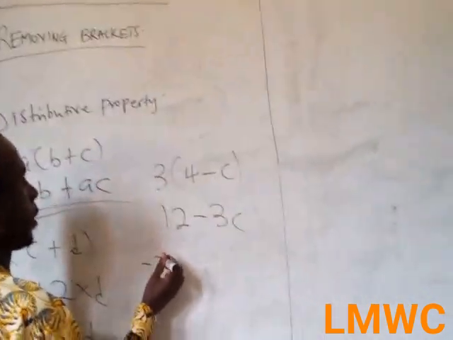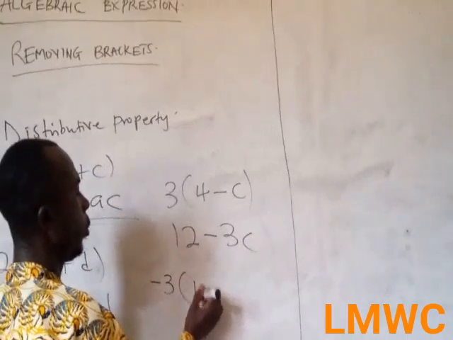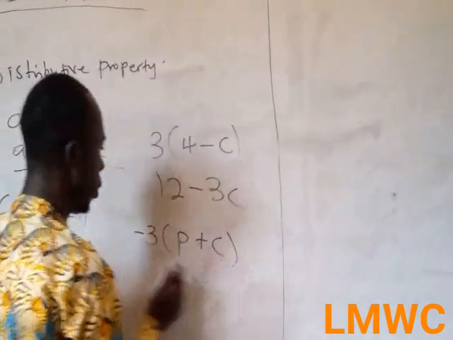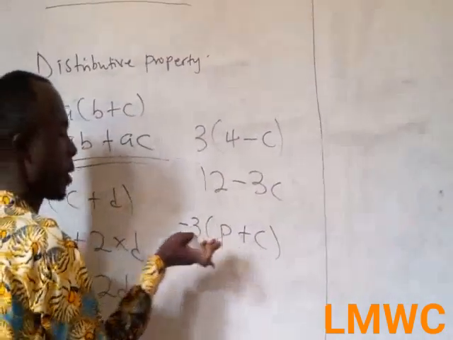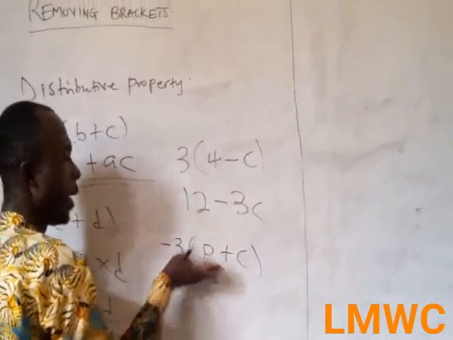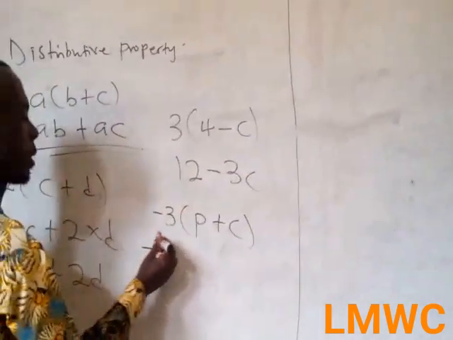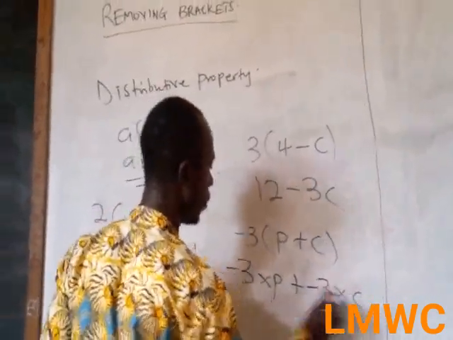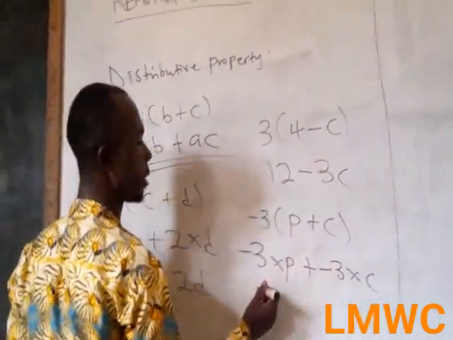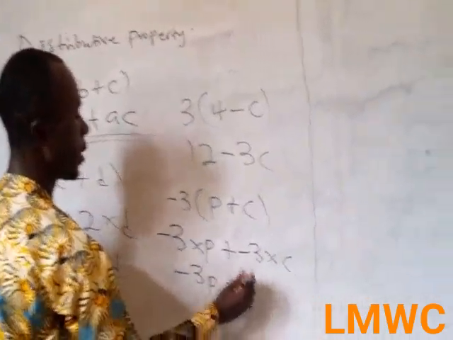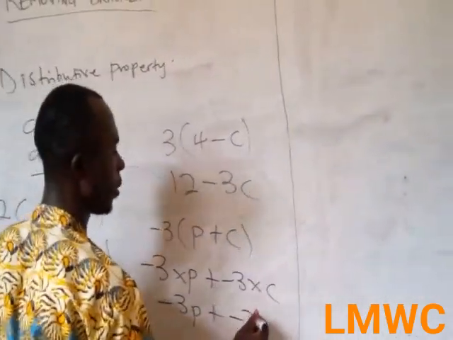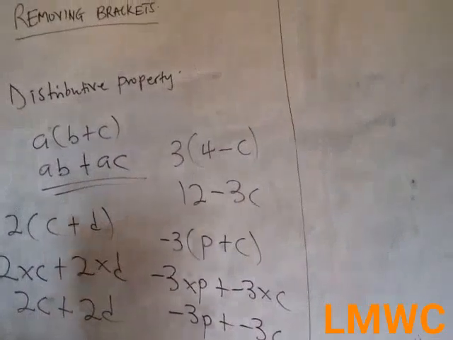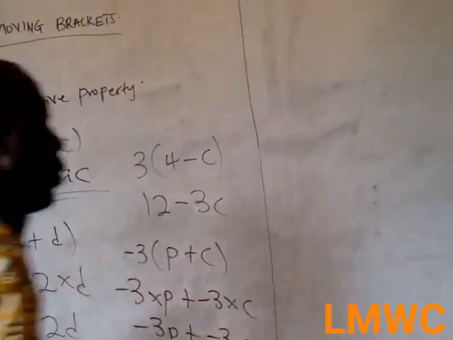Negative 3(p + c). So negative 3 times p. This negative 3 will affect the p and also the c. So it becomes negative 3 times p plus negative 3 times c. So negative 3 times p is negative 3p plus negative 3 times c is negative 3c. So you see, removing brackets is not difficult.